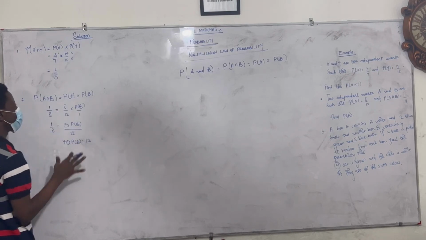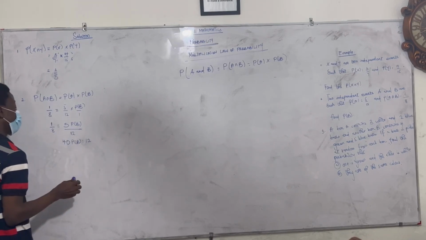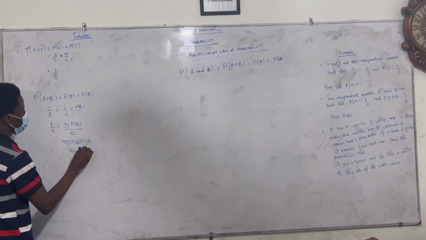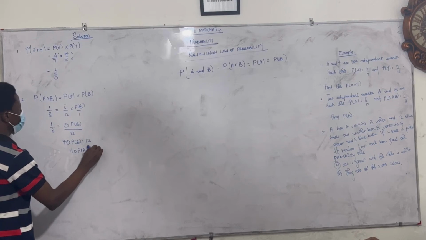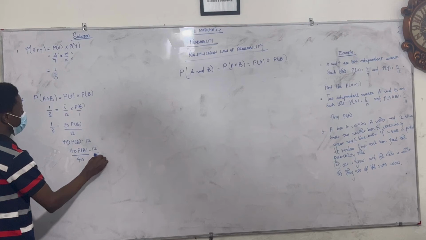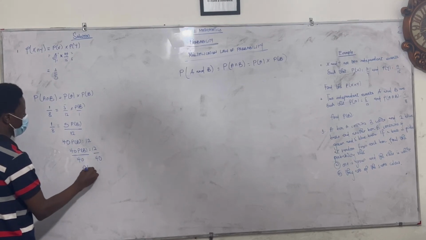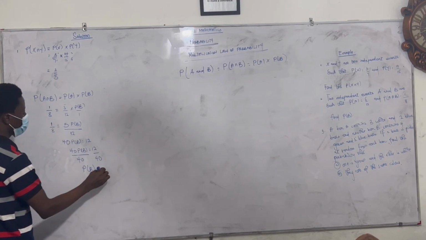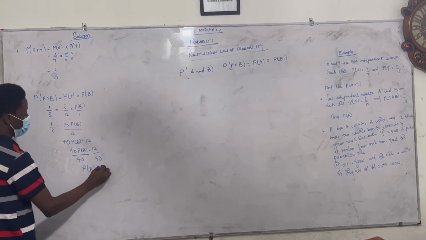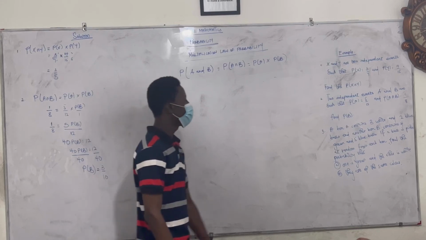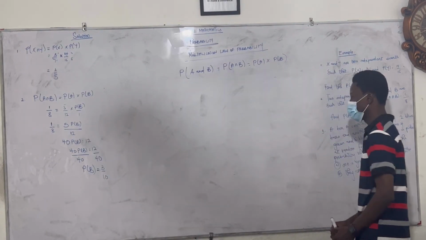This thing you've been meeting day in and day out. You telling me you can't do this? That will be 40 times the probability of B equals 12. You divide by 40. This cancels that. So the probability of B will be equal to 12/40, which is 3/10. Yes, so to find the probability of B is that simple.